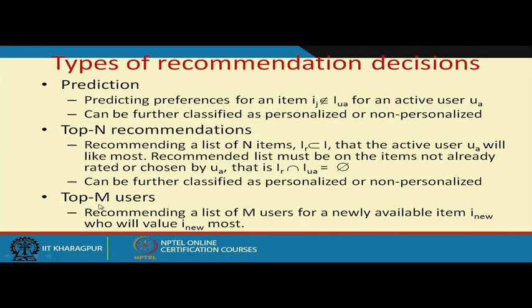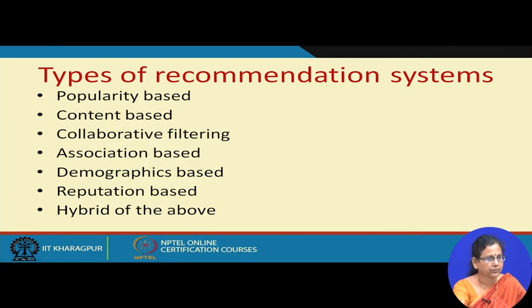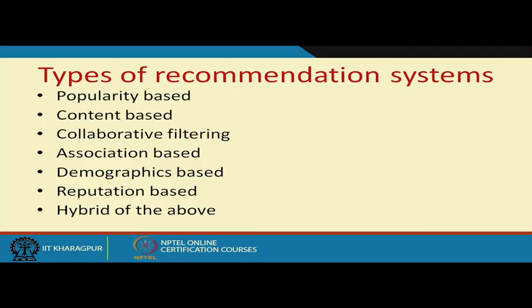Then you have top m users: recommending a list of m users for a newly available item who will value that item most, and hence they should be targeted for marketing activity. These are a few different types of recommender system, and we are going to look at them in detail, but for right now let us have a look at what exactly each of them does.